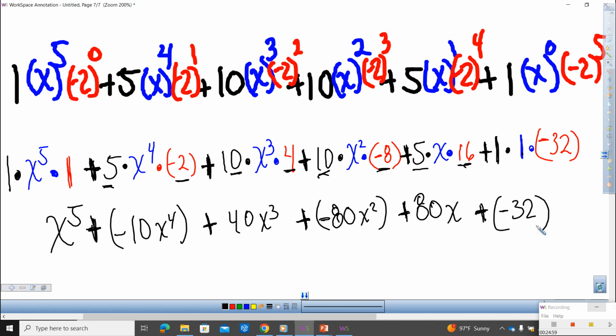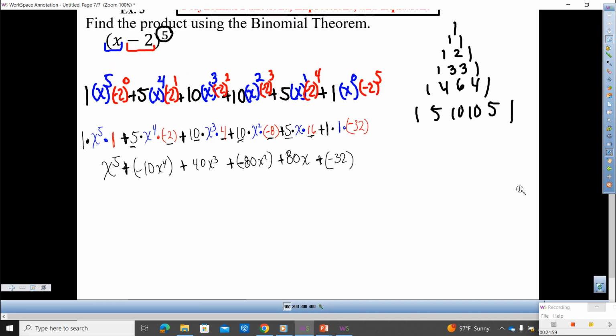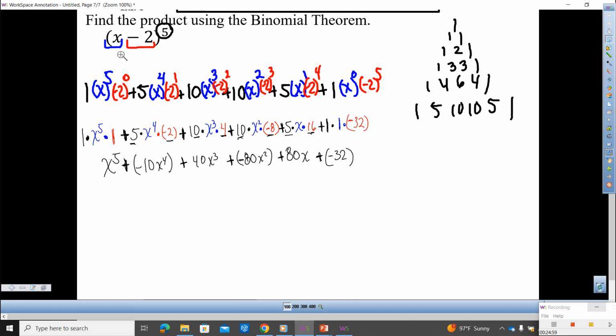So I took it slow, step by step, just to make sure you got it. Let me zoom out now, just so that we can see the process. Here we go. It said, find the product using the binomial theorem. They gave us x minus 2 to the 5th power. So what does the exponent tell us? Which row to build our Pascal triangle?